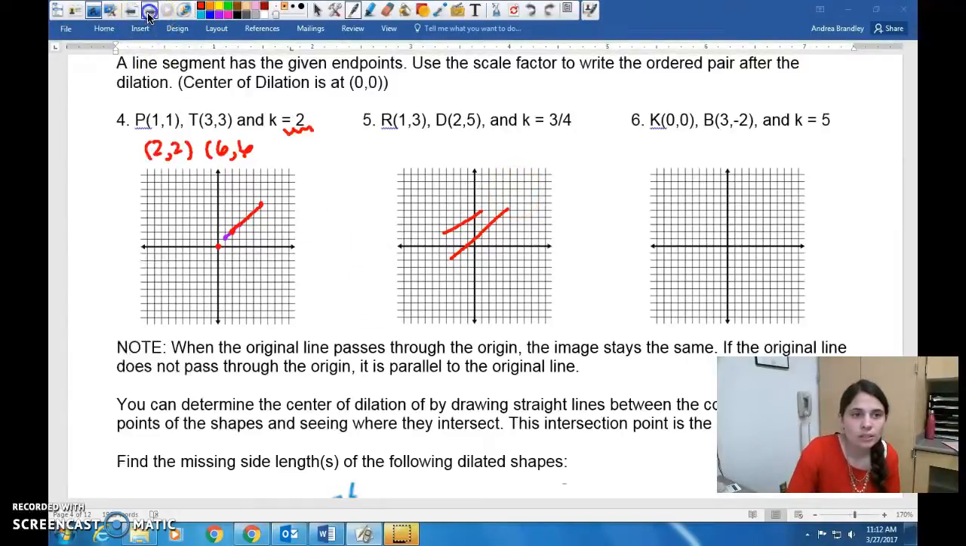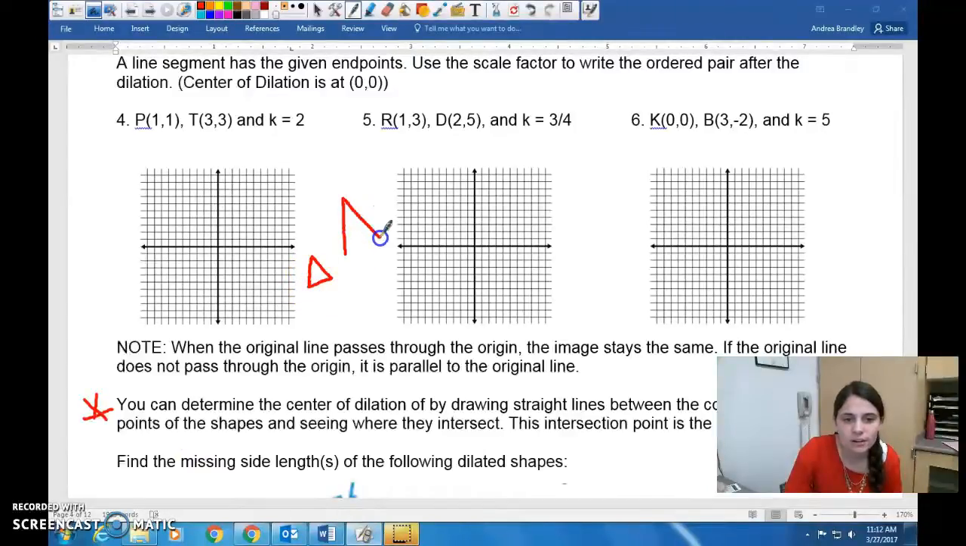This little section right here is talking about determining that center of dilation we were just talking about. And it's kind of difficult to show you on here, but I'll do my best. So if I have two shapes, if you connect the parts that match, so like I draw a line through these two, through these two, through these two, through the connecting parts, and if I were to keep drawing, they all intersect at one place, and that is called your center of dilation.